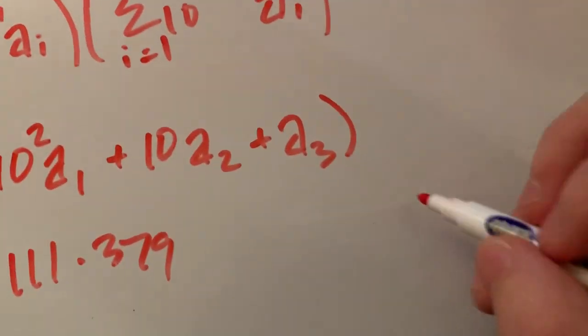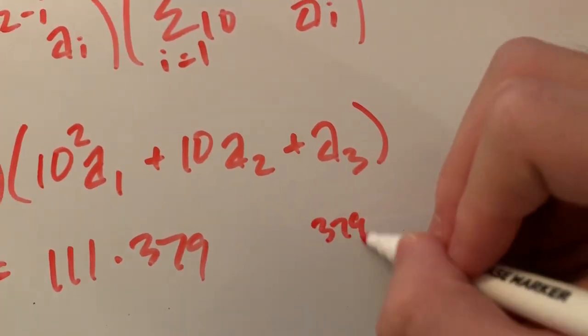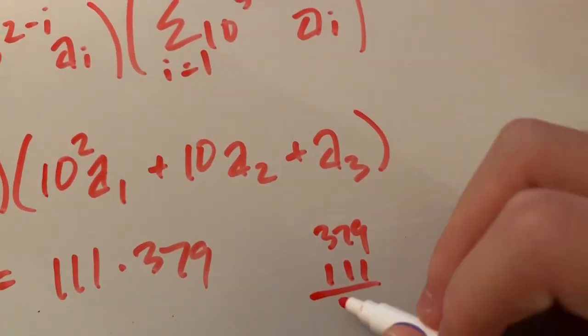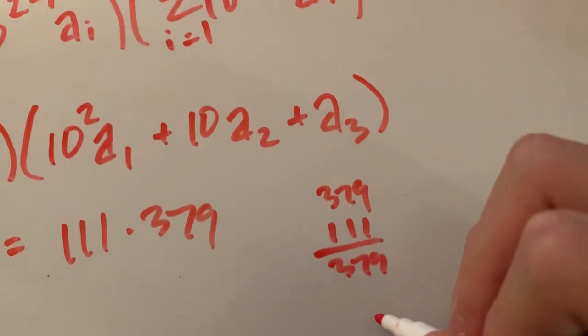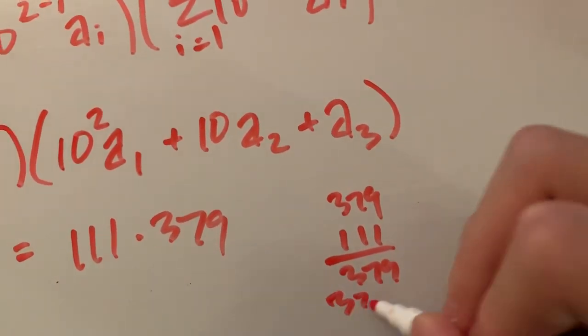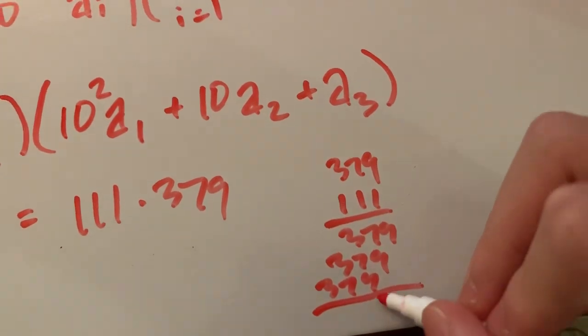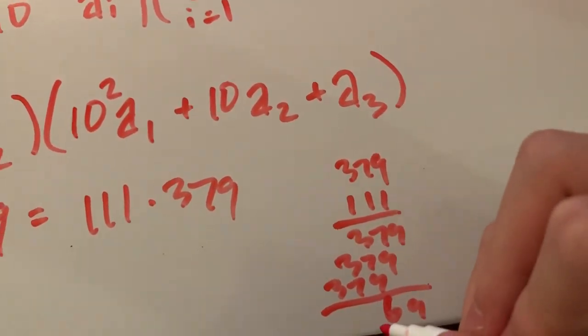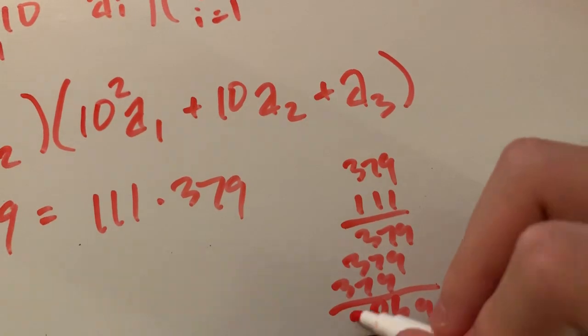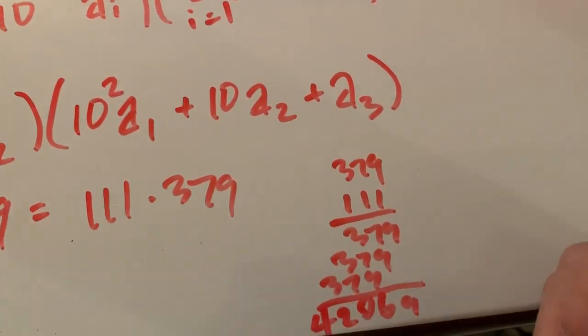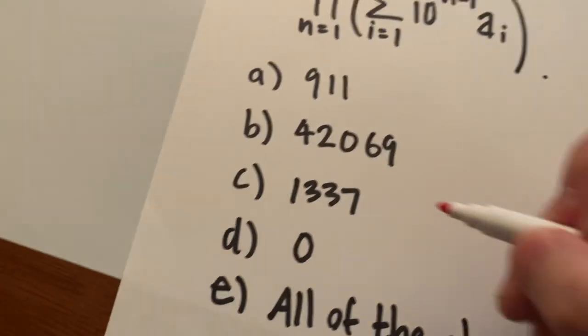We'll just do some long multiplication. We have 379 times 111, so 379, 379, 379. Let's just add it up. 9, 6, carry the 1, 0, 2, and 4. Alright, so it looks like our correct answer is B.